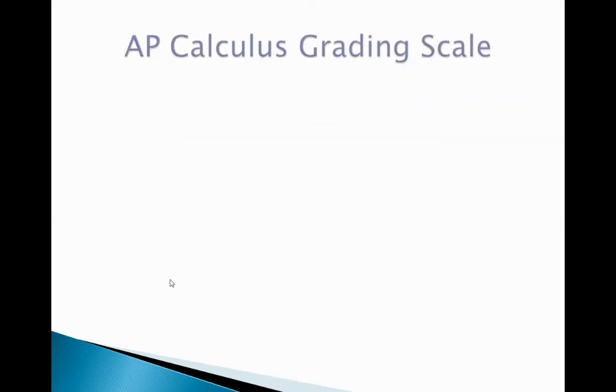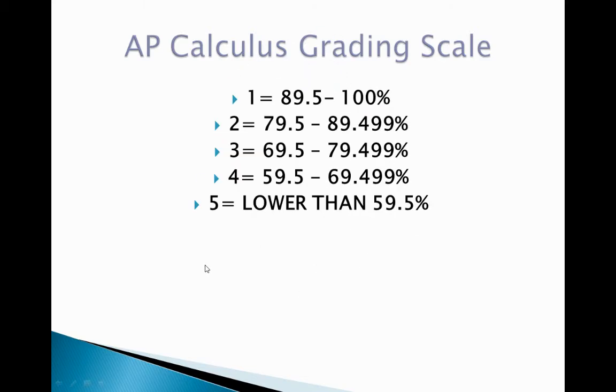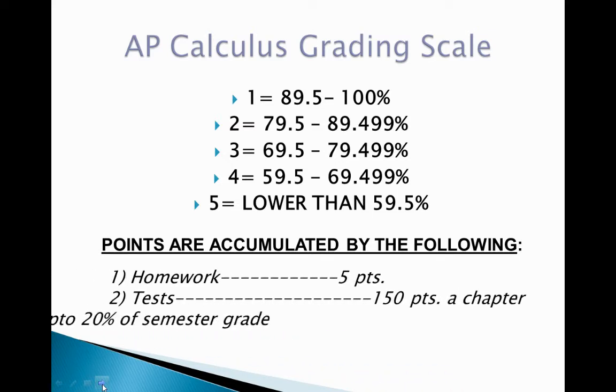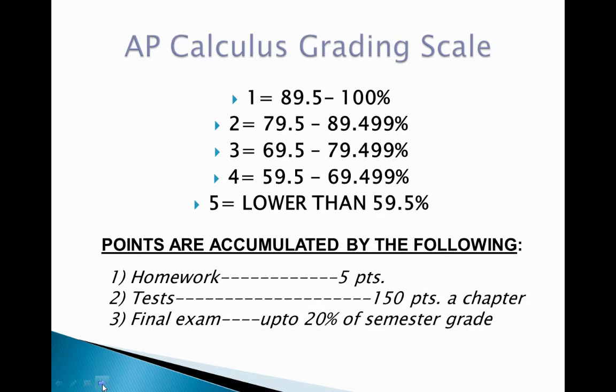AP grading scale, it's the same, all right, as every other class. You guys can see the grading scale there. No surprises. Now, how the points are accumulated, that's different for each class. And in my class, homework is 5 points. And there is homework that I spot check, and there is other homework that I grade for just completion. Tests are 150 points for every chapter test that we have. And their final exam is up to 20% of their semester grade.